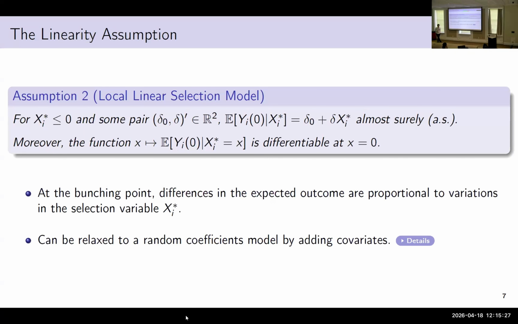Sorry, just a clarification. So this is for all X star smaller than zero? Yes, yes. So the idea here is that the conditional expectation is linear, but it has to hold with probability 1 when X star is negative. Okay? So this doesn't have to be true when the treatment is strictly positive, and it also doesn't need to be the case that every Y0 is a linear function of X star. It's just the expected Y0. Okay.